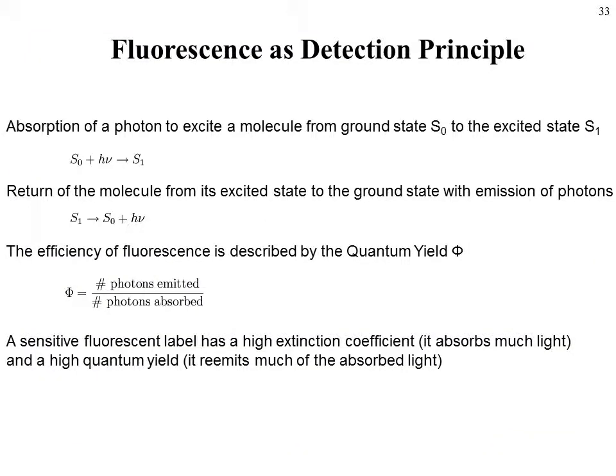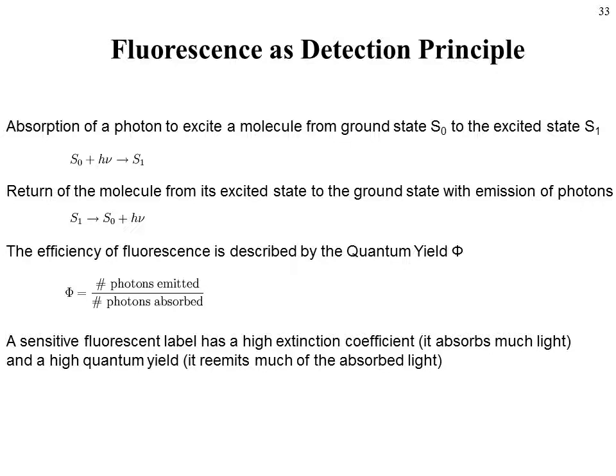In fact, fluorescence is such an important detection principle that we would like to spend a few minutes on explaining its principles. Fluorescence is first of all based on the absorption of a photon to excite usually an organic molecule from a ground state S0 to an excited state. This is shown in the equation below.